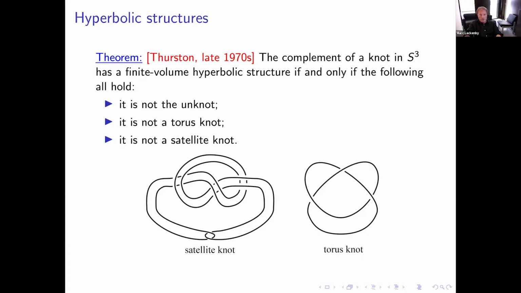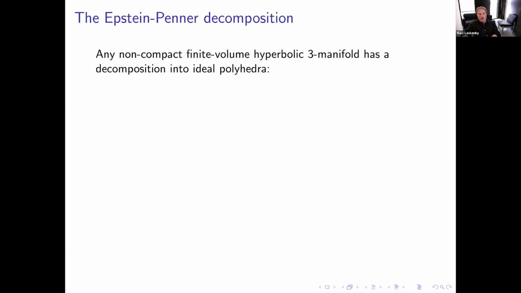So Thurston proved this. And by Mostow, such a hyperbolic structure is unique. That means that geometric invariants, such as the volume or the length of the shortest geodesic, are all actually topological invariants of the knot. And this is useful in terms of deciding whether two knots are the same, via the so-called Epstein-Penner decomposition. Any non-compact finite volume hyperbolic 3-manifold has a decomposition into ideal polyhedra.